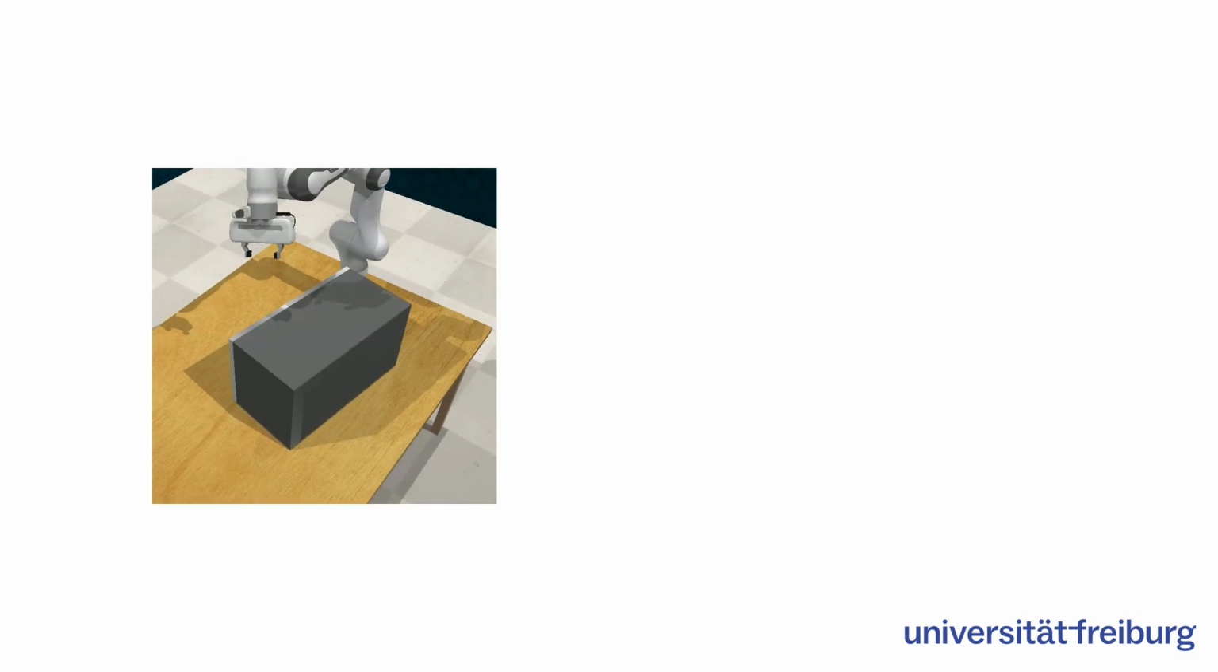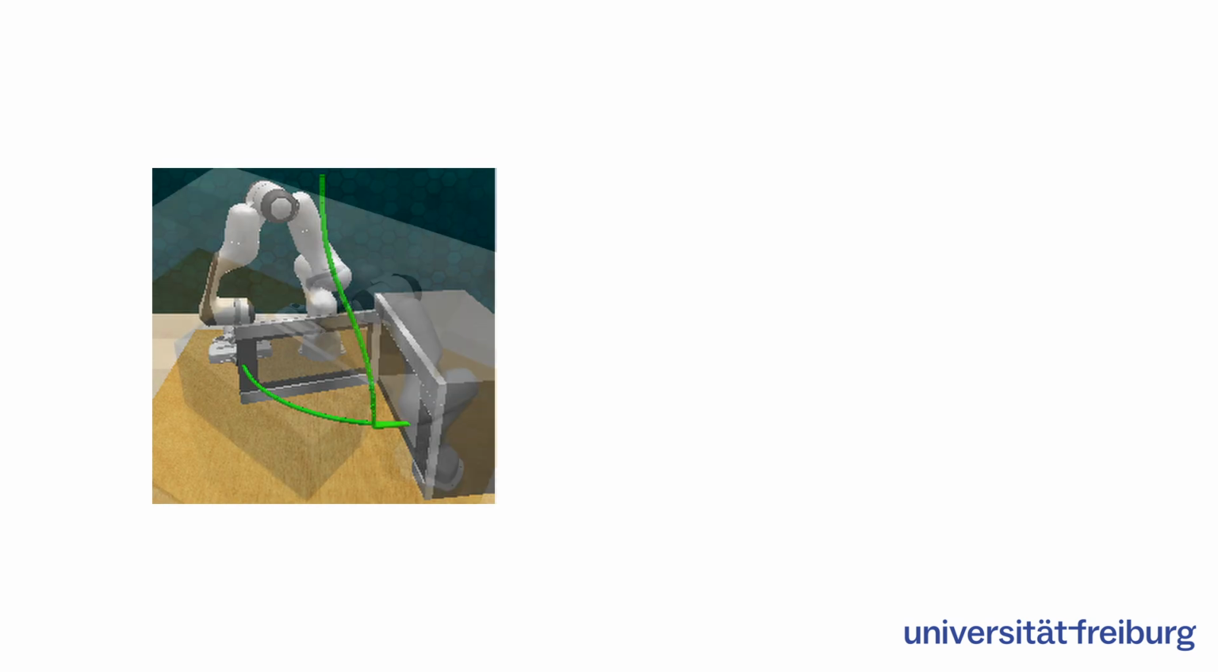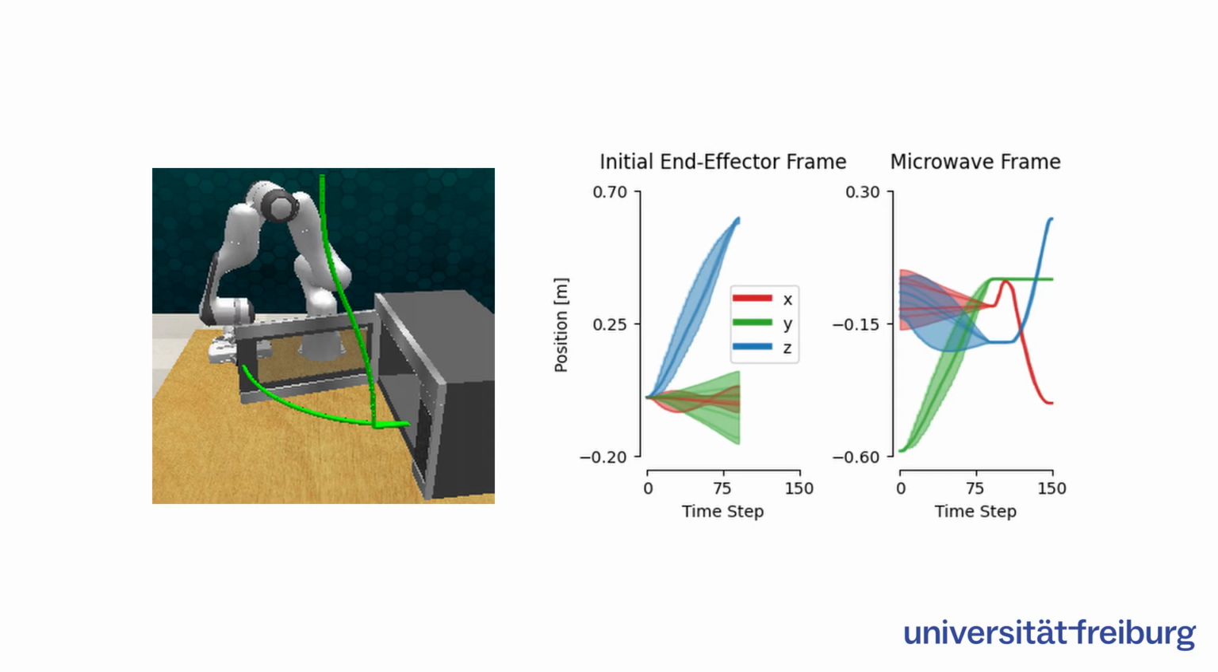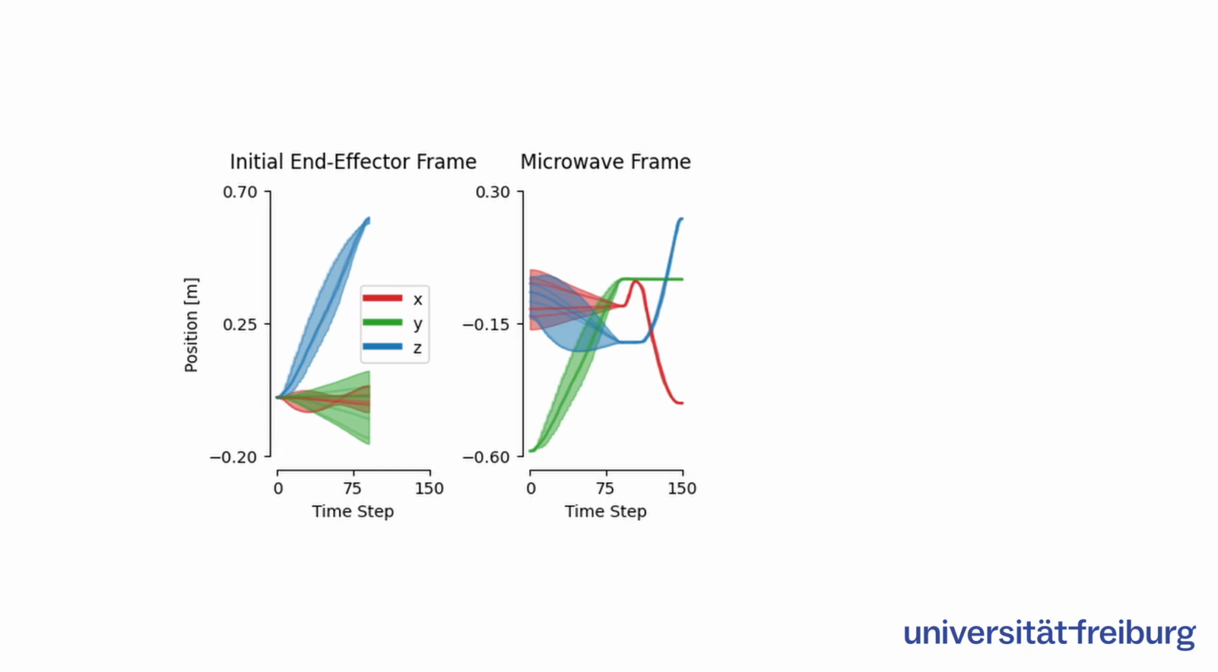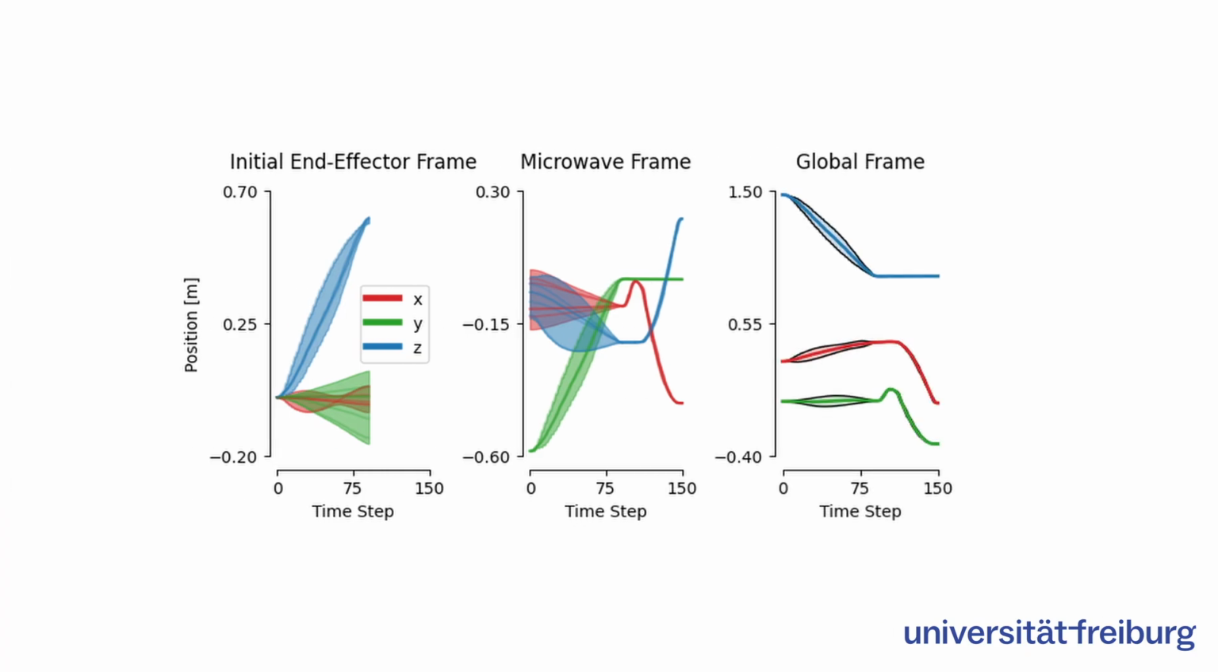To understand how MSG works, consider the example task of opening a microwave. Given a set of demonstrations, we model the end effector trajectory in multiple coordinate frames. In this case, the initial end effector frame and the microwave's frame. These two local models, or streams, complement each other by being precise in different parts of the trajectory. Therefore, composing them at inference time leads to a joint model that is precise throughout the trajectory. Such multi-stream learning is a proven technique for probabilistic policies like Gaussian mixture models.